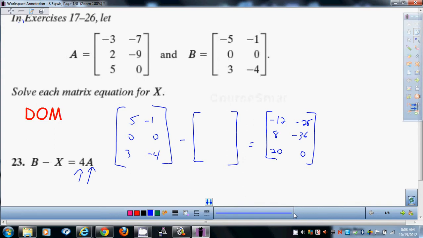Now, this DOM is kind of awesome because it's pretty much going to do half our lesson for us right off the bat. And then after this, everything else should go right into this. Negative here? Yes, it should. Thank you.